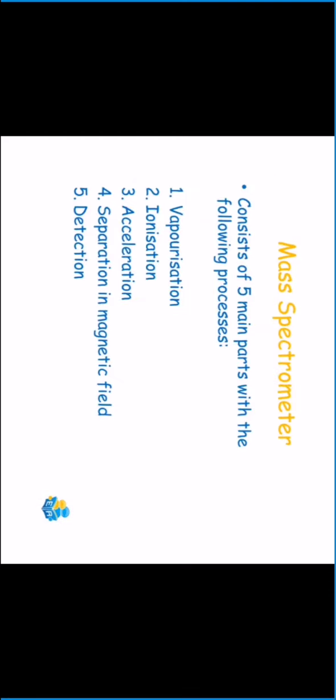So now let's look at mass spectrometry, and we're specifically going to look at the mass spectrometer. The mass spectrometer consists of 5 main parts, and they have the following processes: vaporization, ionization, acceleration, separation in magnetic fields, and detection. And we're going to look at each of these individually now.